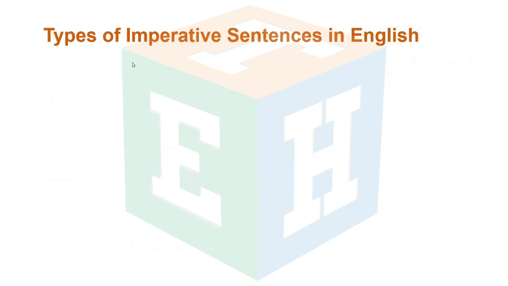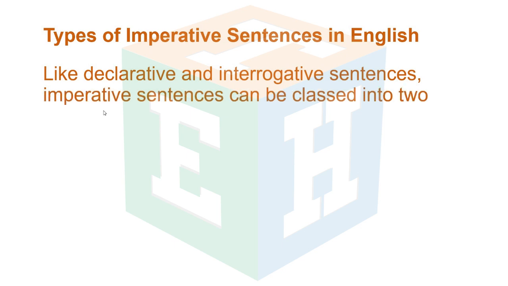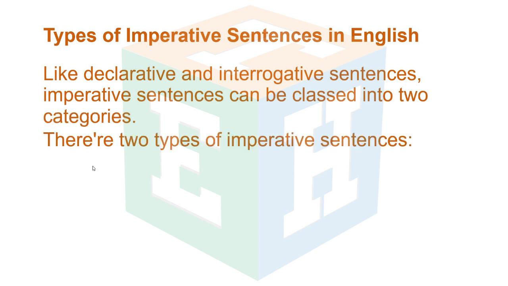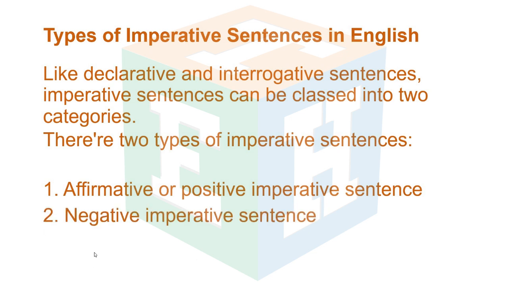Types of imperative sentences in English. Like declarative and interrogative sentences, imperative sentences can be classed into two categories. There are two types of imperative sentences. Number 1, affirmative or positive imperative sentence, and 2, negative imperative sentence.